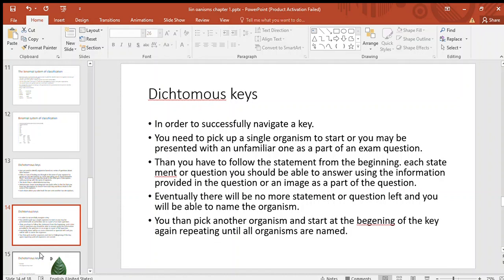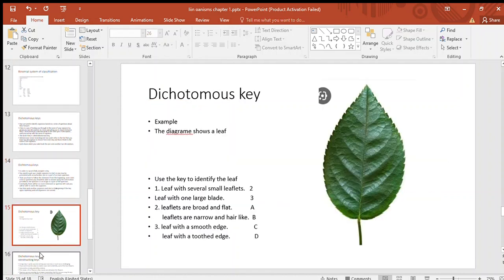Now we take some examples from plants and animals. Here is a diagram of a leaf. We choose the options A, B, C, D. Which type of leaf is this? Use the key. The first description is leaf with several small leaflets or leaf with one large plate. So we go to option number 2.